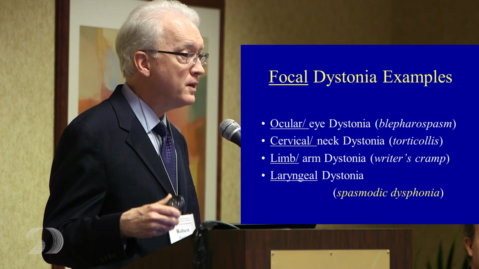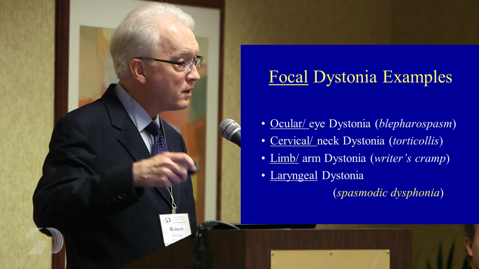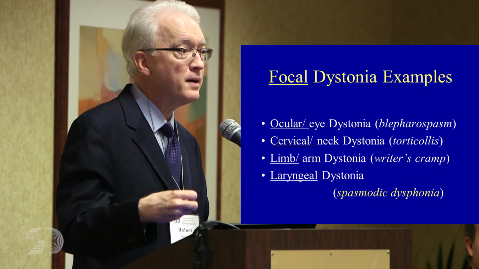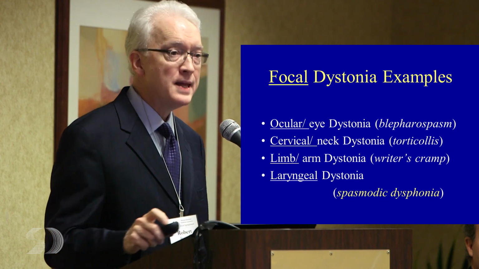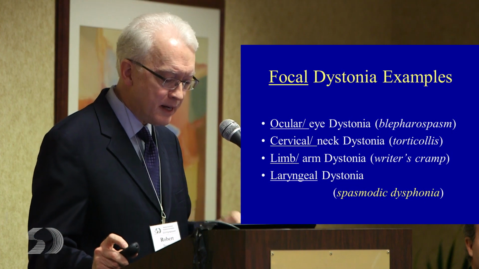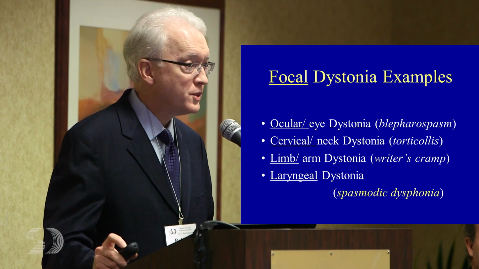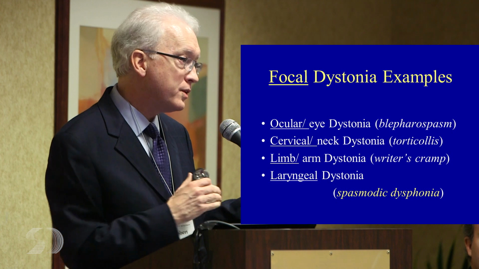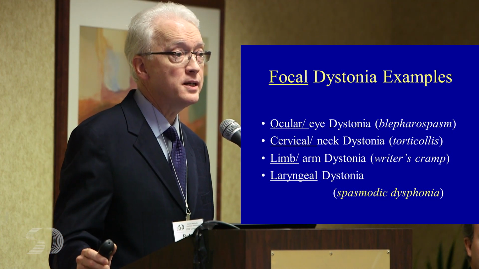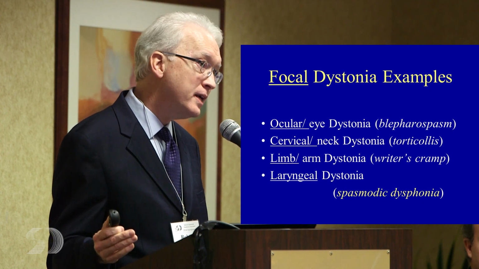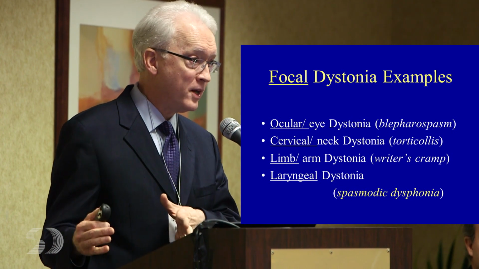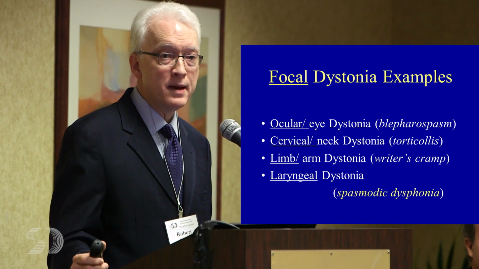Writer's cramp would be a limb dystonia, where the arm, let's say the dominant arm, might be affected by spasms that are involuntary, that interfere with writing or other activities. And then we get to laryngeal dystonia. We use the terms laryngeal dystonia and spasmodic dysphonia interchangeably, because about 95% of people with laryngeal dystonia manifest as spasmodic dysphonia, and the remaining manifest as a respiratory dystonia.